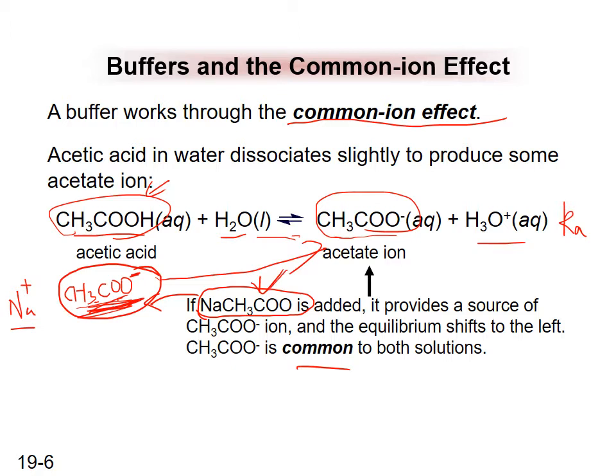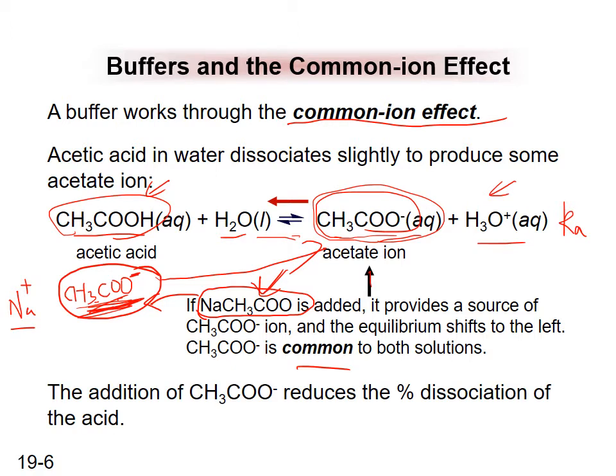Whenever you add this anion to the solution, you're adding a product to this dissociation reaction. According to Le Chatelier's principle, this reaction will favor the reverse reaction. That means it will reduce the percent of dissociation of the acid. Therefore, the pH value of this solution will change according to the relative concentration of acetic acid and sodium acetate.